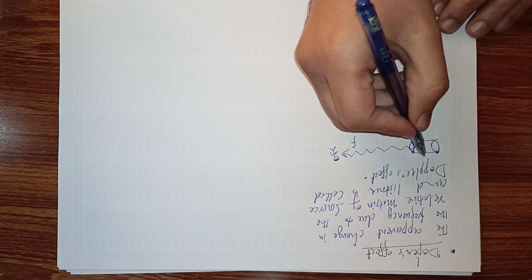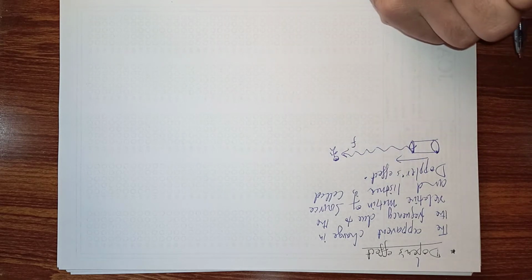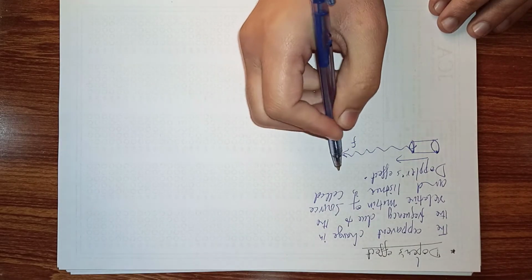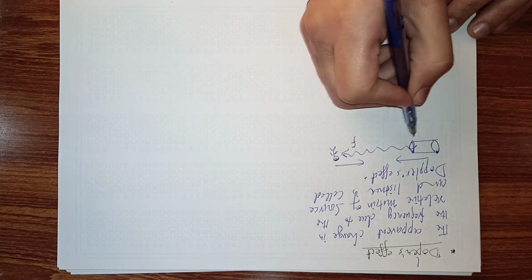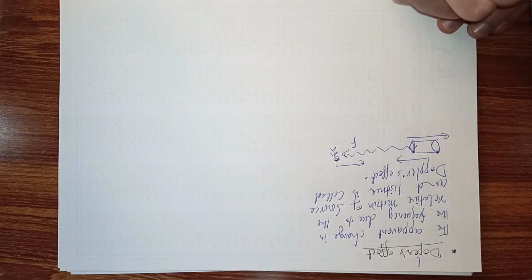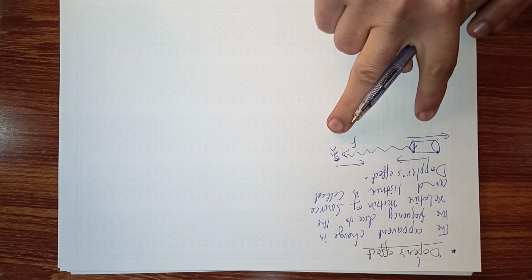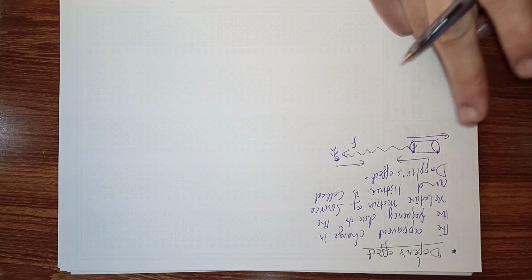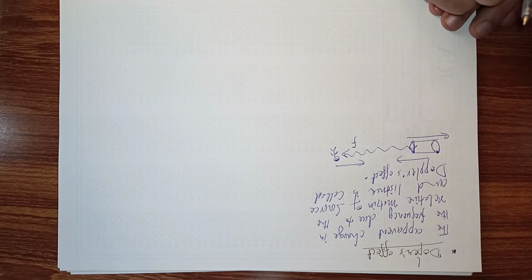Now, if the source is moving towards the listener, then we notice that the frequency of sound will increase. Or if the listener is moving toward the source, then the frequency of sound will also increase. Likewise, if the source is moving away from the listener, then the frequency of sound may decrease. So when there is a relative motion between the source and listener, the frequency of sound may change. This change in frequency is called the apparent change in frequency, that is called the Doppler's effect.